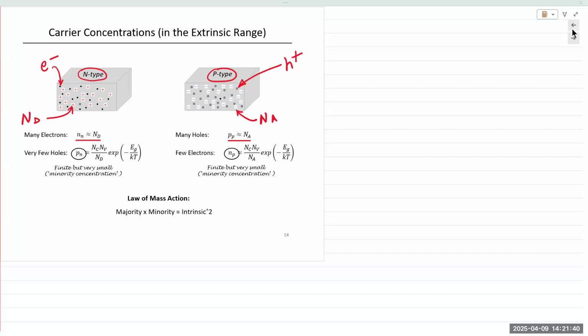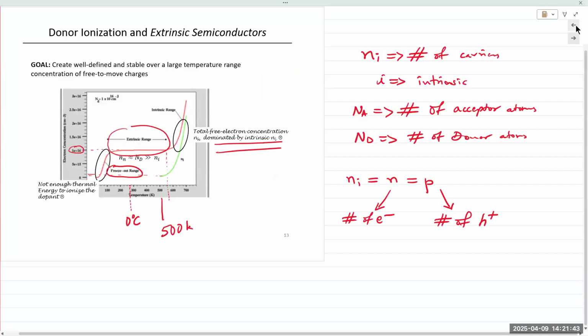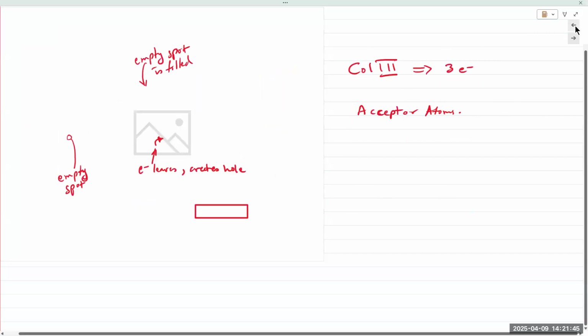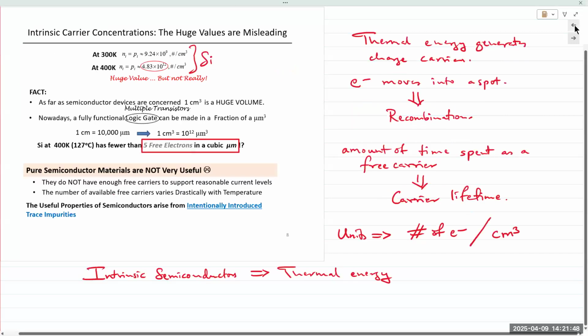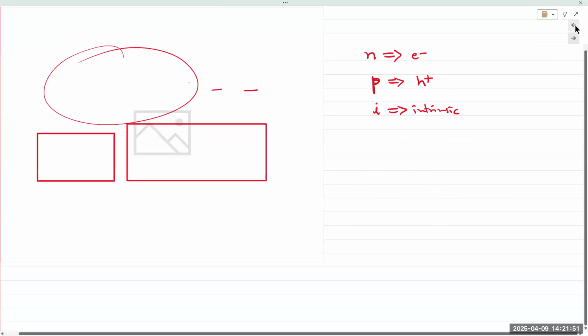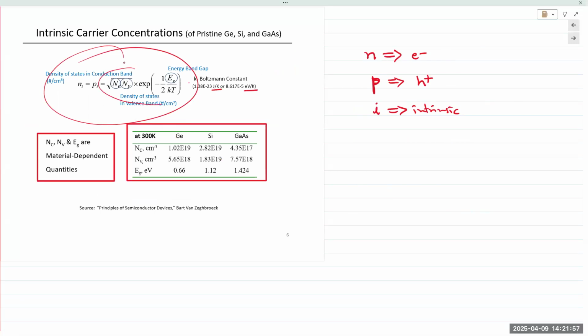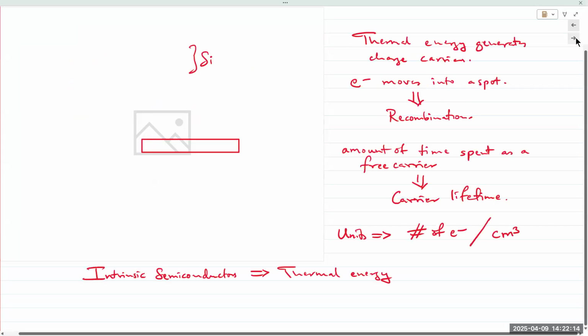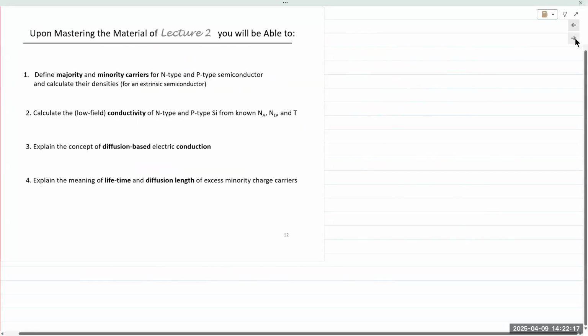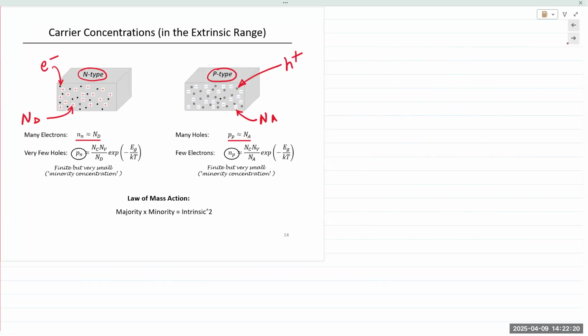So NC and NV is the number of states that the electron can occupy in the conduction band and the valence band. And that equation we saw earlier, in this slide right here, the intrinsic carrier concentrations. We have this equation, the root of NC NV e raised to EG over KT. So the density of states in the conduction band, the density of states in the valence band. Those are the discrete energy levels that an electron can occupy in it. It's actually a very important concept in quantum physics, and we use those to derive our equations for solid state physics.